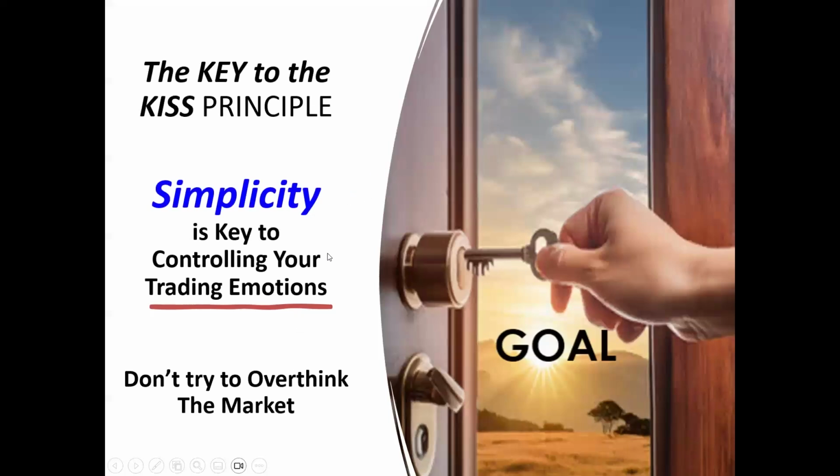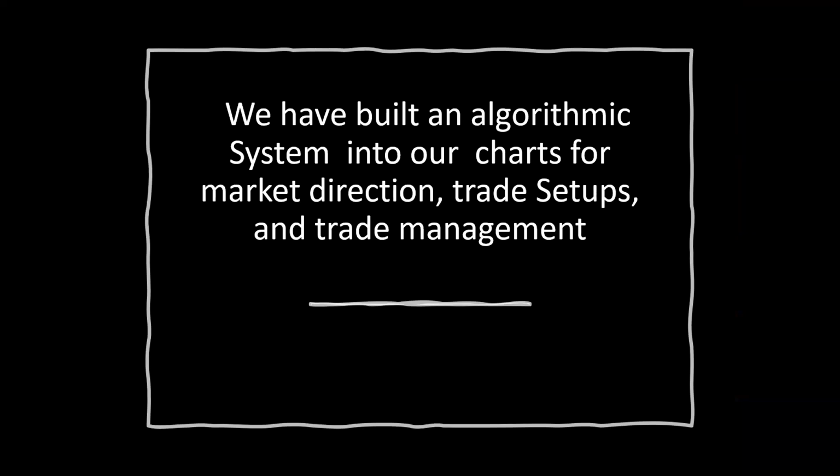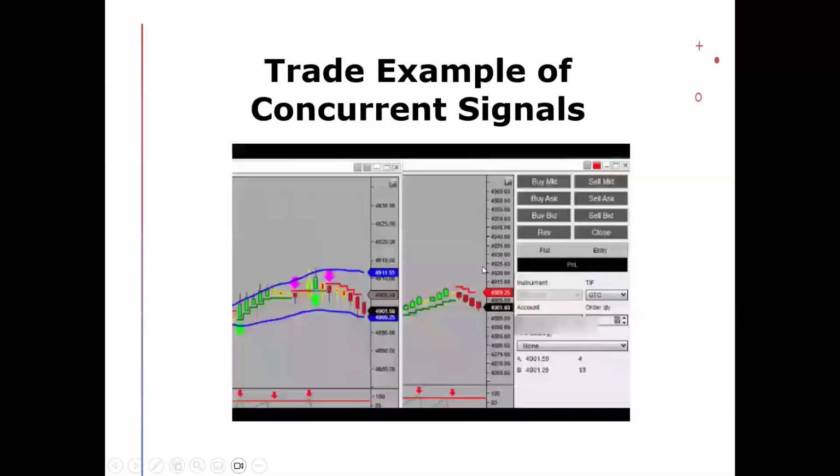One of the things we try to do here at NaviTrader is keep things as simple as possible. If you look at our charts, you can probably see that. We try to demystify the idea of technical analysis. What we're trying to determine is the likely direction of the market, take trades based on that, and also manage your risk. With our charts, we built in an algorithmic system to help you know trade direction, and give you automated setups and trade management.